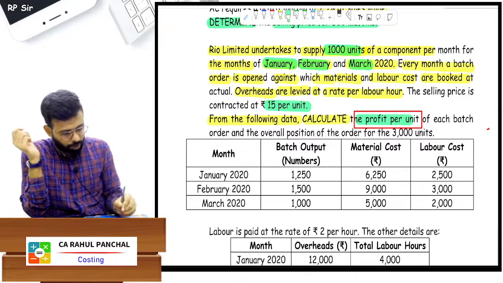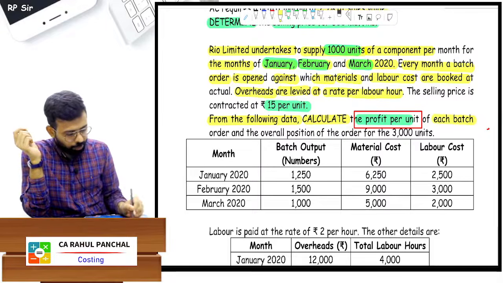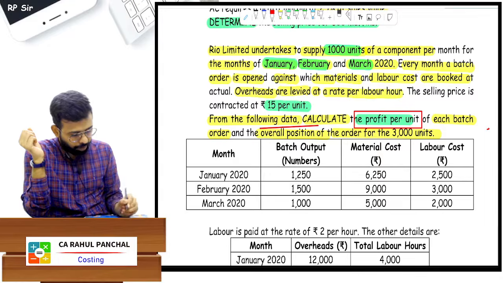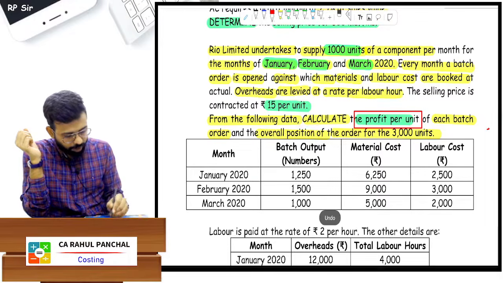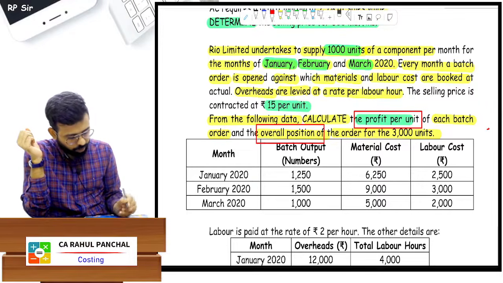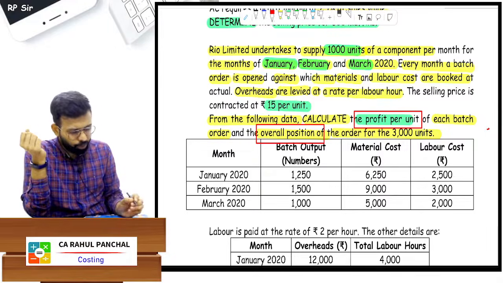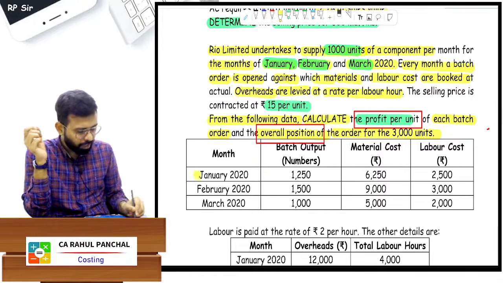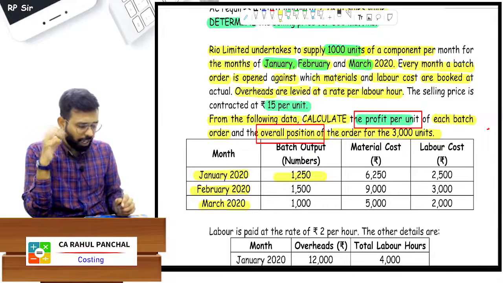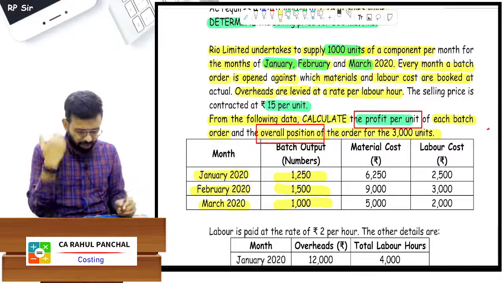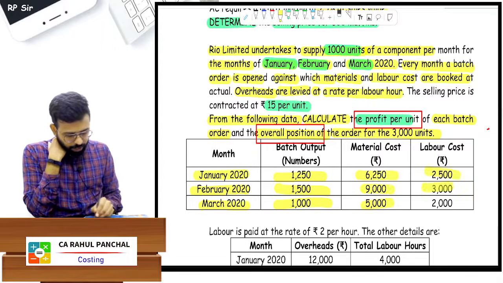Okay, when you say profit per unit of each batch order and overall position, we need one more thing, that is overall position. Profit per unit is required, and overall position is also required. For those 3000 units, the data given is Jan, Feb and March. In Jan we produced 1250 units, then 1500 and 1000 units. Then material cost is given, labor cost is given.